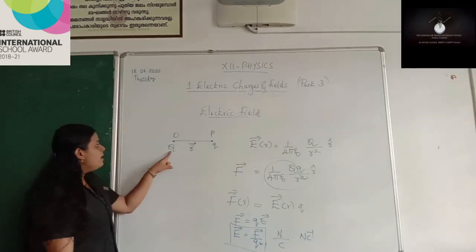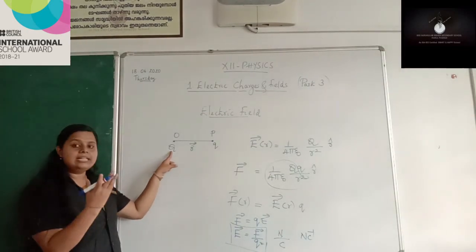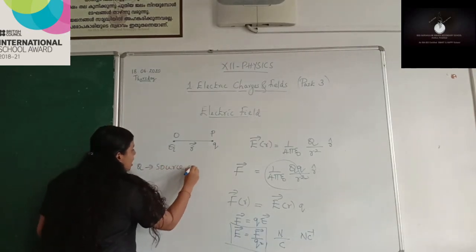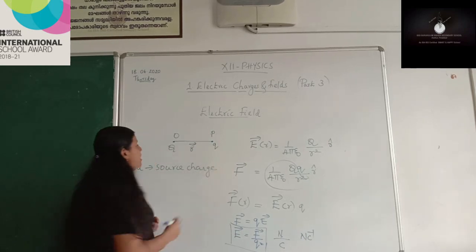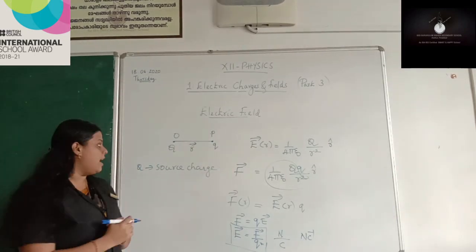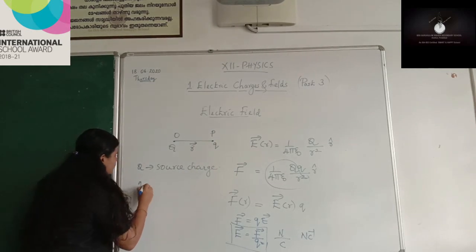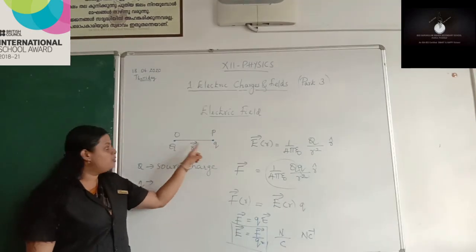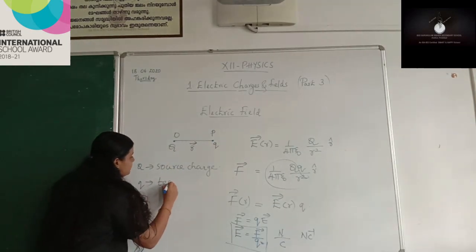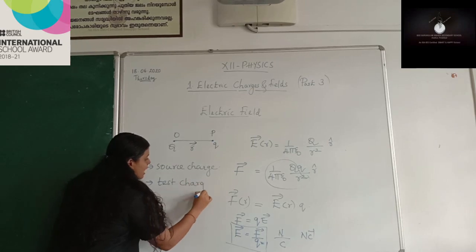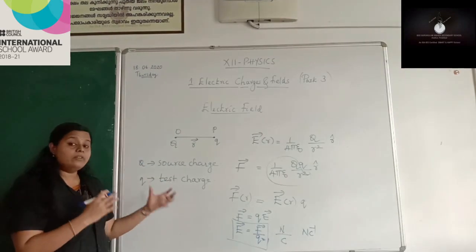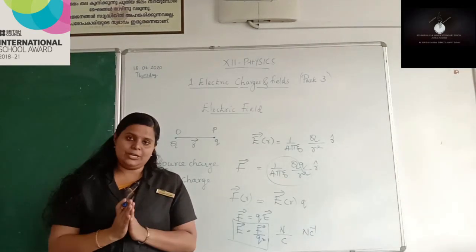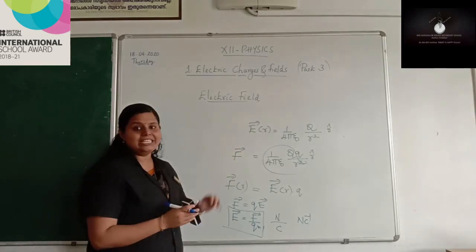Now listen. Here capital Q is producing the electric field. So capital Q is known as the source charge. And what about small q? It is used to test the effect of the source charge, so this small q is known as the test charge. Actually, this is an imagination. It will always be a positive charge. So what about the sign of a test charge? Positive.